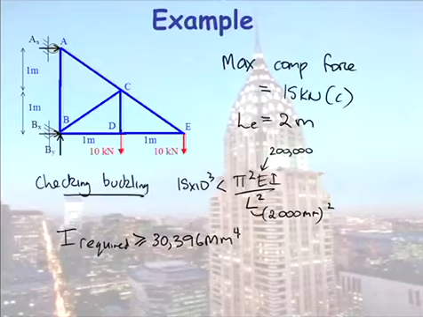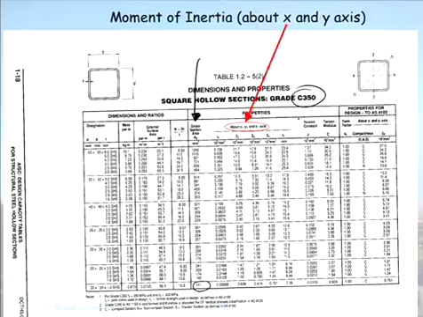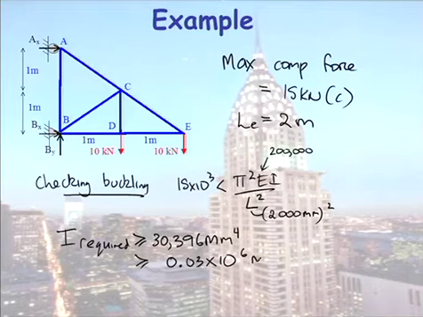So let's go back to our table. We're looking for an I value greater than 30,000. When you look at the I values here, so it's this column here, and you can't see it very clearly, but that column says 10 to the 6 millimetres to the power of 4. So if I go back to my I value and change this to units of 10 to the 6, it has a value of 0.03 by 10 to the 6 millimetres to the power of 4.